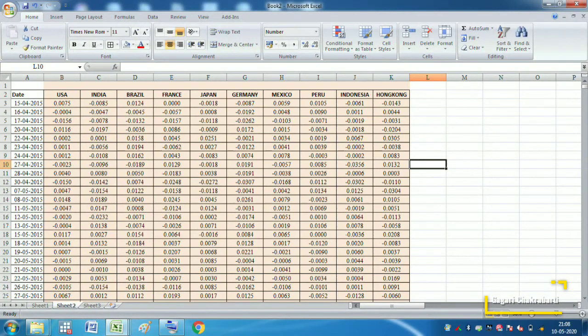We have daily data on 10 stock market indexes chosen from the global financial market. We have representatives from different regions. From Asia, we have India, Indonesia, Japan, and Hong Kong. From Europe, we have France and Germany. From North America, we have US and Mexico. And from South America, we have Brazil and Peru. The data extends from 15th April 2015 to 8th April 2020.